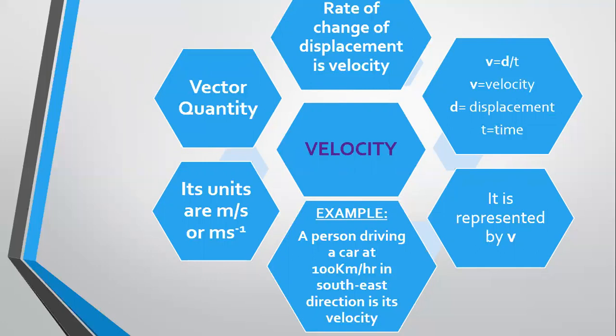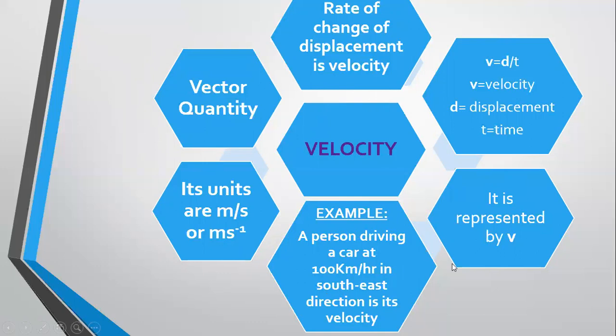It is represented by v, but you can also use a bar, a cap, or an arrowhead because it is a vector quantity. And vector quantities require magnitude as well as direction for their explanation. Its units are meter per second, or m s^-1. A person driving a car at 100 km per hour in southeast direction is its velocity. So in this example, you can see 100 km per hour is the magnitude and southeast is the direction. That is why we are saying that it is the velocity.